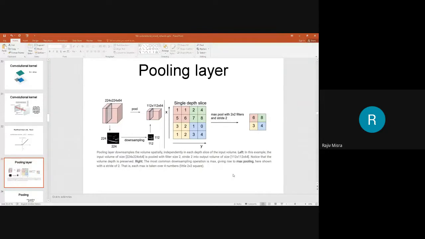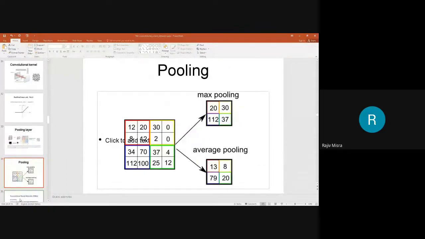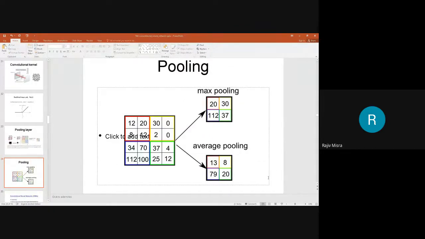This example uses a filter of size 2 and stride of size 2, and it will generate the downsampled output of size 112 by 112 by 64. The most common pooling operation is max pooling, which we have used in this example, and it is shown here. Similarly, you have another type of pooling called average pooling, which can also be used, as shown in this example.